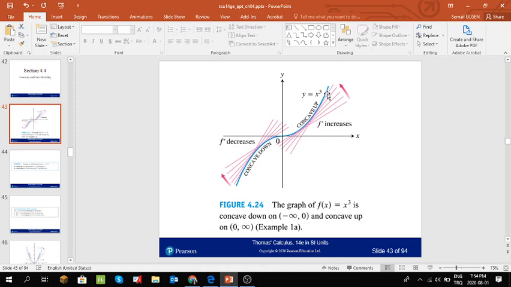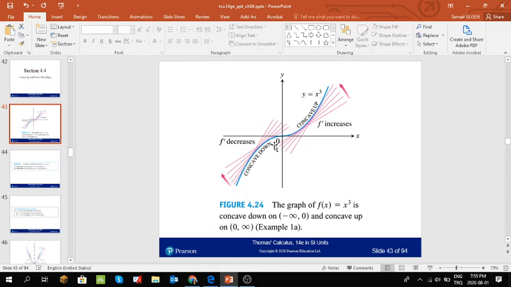For concave up, on the other hand, the slopes are getting bigger. Take a tangent line here, it is this. Take another one, it is this. Take another one, it is this tangent line. And then take another one here, it is this big tangent line. The slope is getting bigger. That means f prime is increasing. The derivative is the slope, right? Whenever the slopes of the tangent lines are increasing, we have concave up. Whenever the slopes of the tangent lines are decreasing, we have concave down.